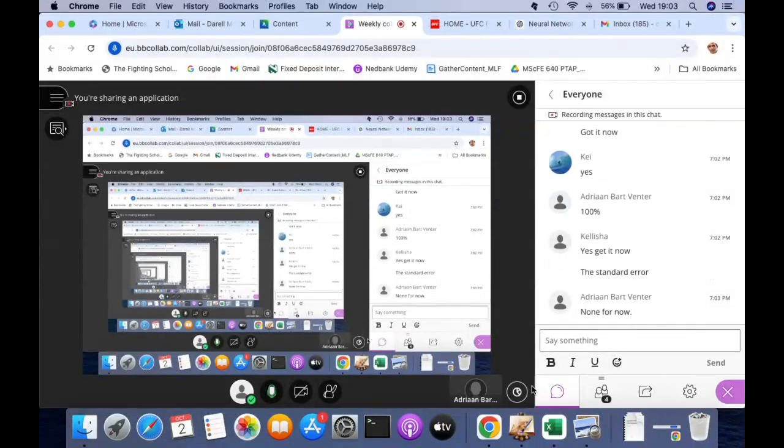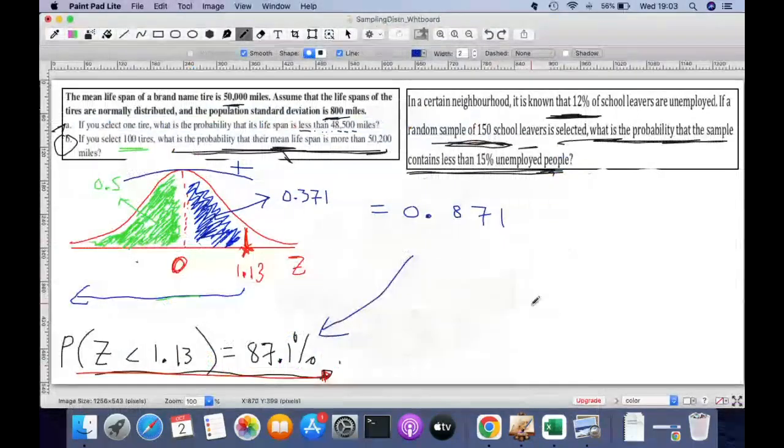Standard error. You have two Z formulas. Well, you actually have three. It's Z equals X minus mu all over sigma.